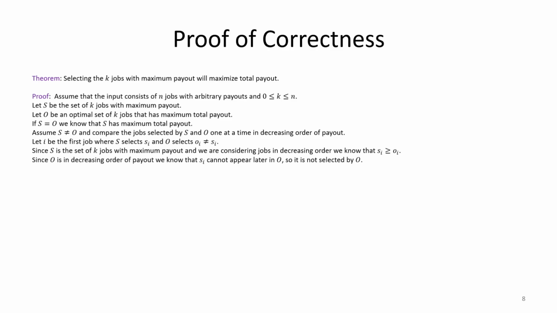Here's another important and subtle observation. Okay, since O is in decreasing order of payout, we know that O can't just pick SI later on.